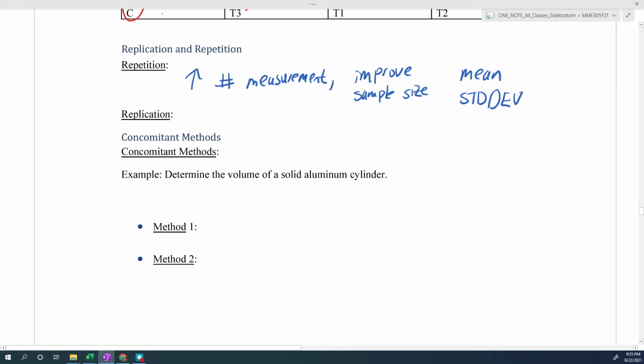Concomitant methods is a way to also check to see if your measurement is accurate. What you do with concomitant methods is use two or more methods, measurement techniques, to measure the same thing.